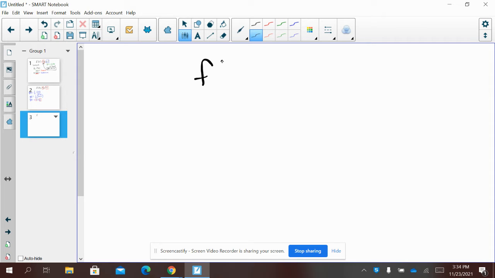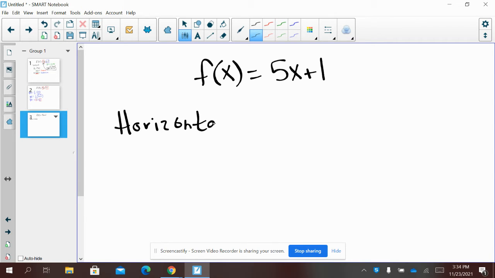Let's talk about horizontal stretches and compressions. So imagine I have f of x is equal to 5x plus 1. Now the rule for a horizontal stretch and compression is we're taking our f of x, but now inside of the parentheses, it's no longer just x. It's now a times x.